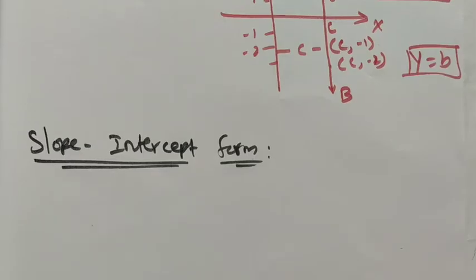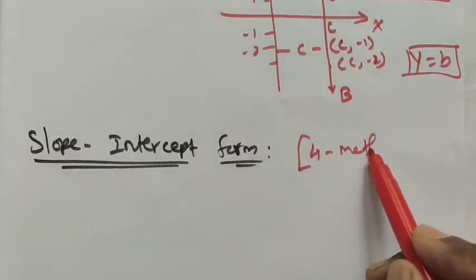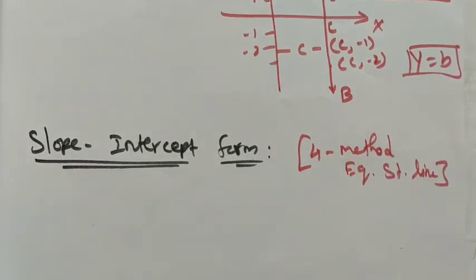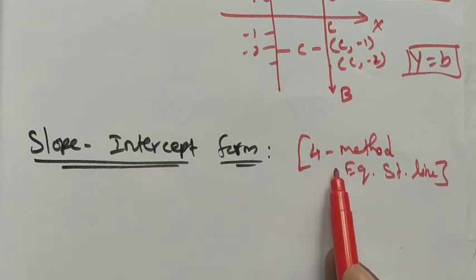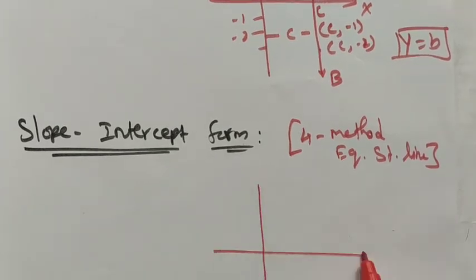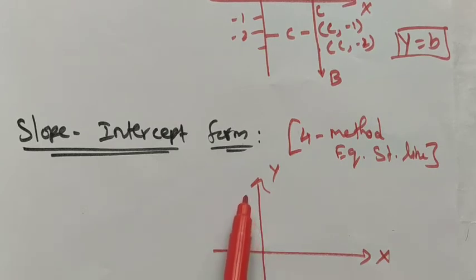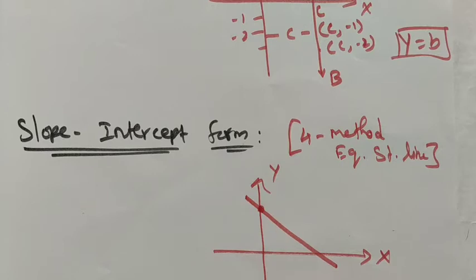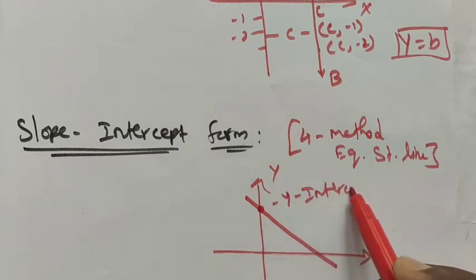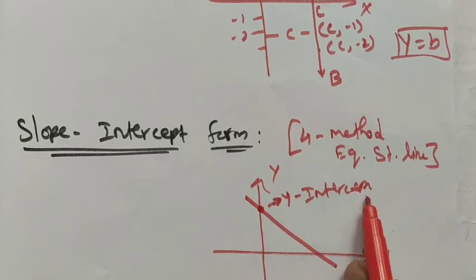Okay, next we have four methods to find the equation of a straight line. See, the first method is slope intercept form. In an x and y axis, this is x axis, this is y axis. If a straight line exactly touches the y axis at only one place, one point, then this point is called the y intercept. This point is called the y intercept point. Here we have that slope.